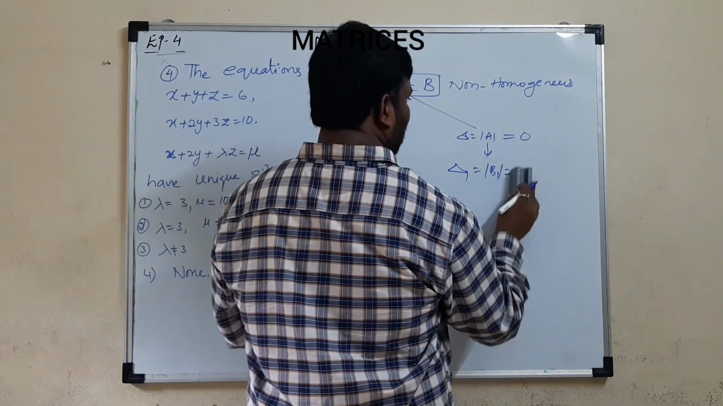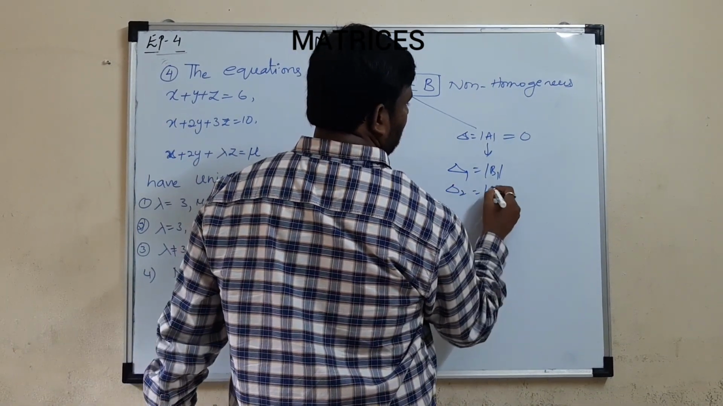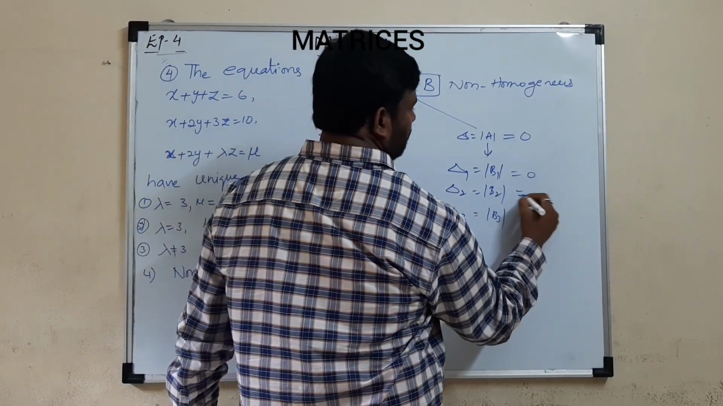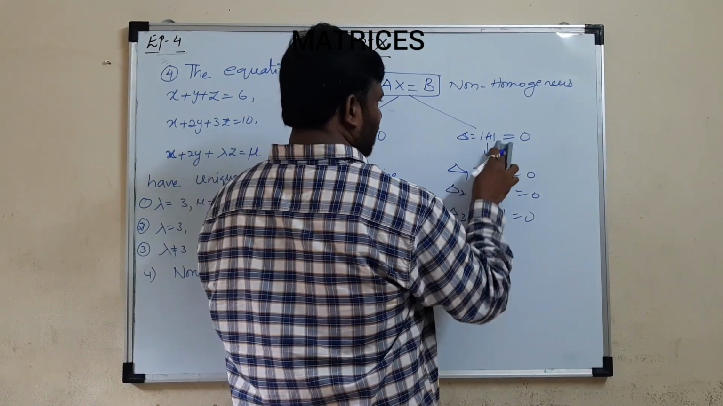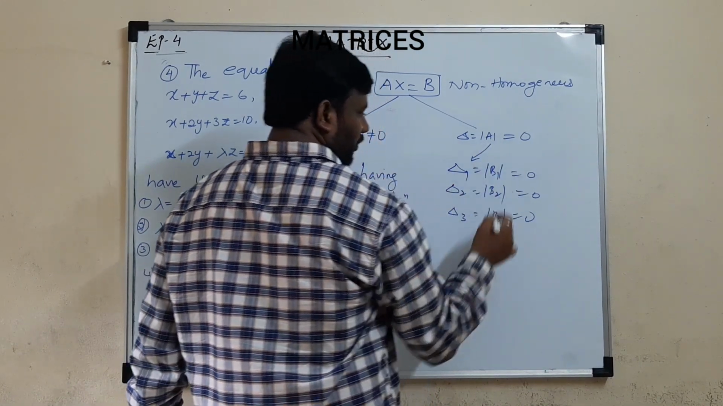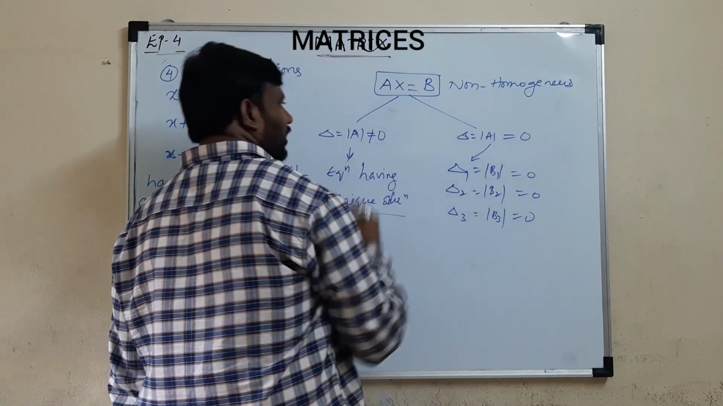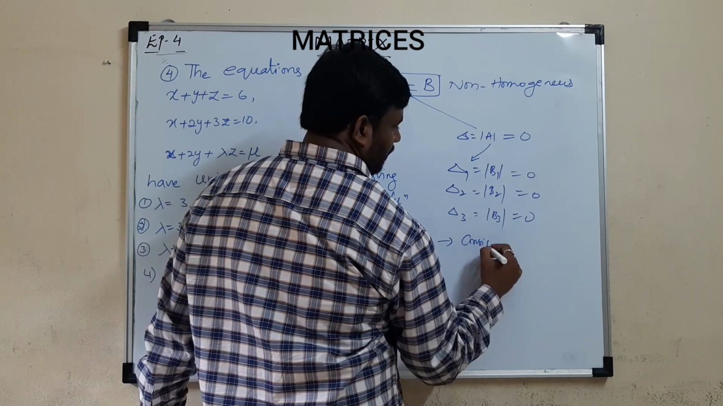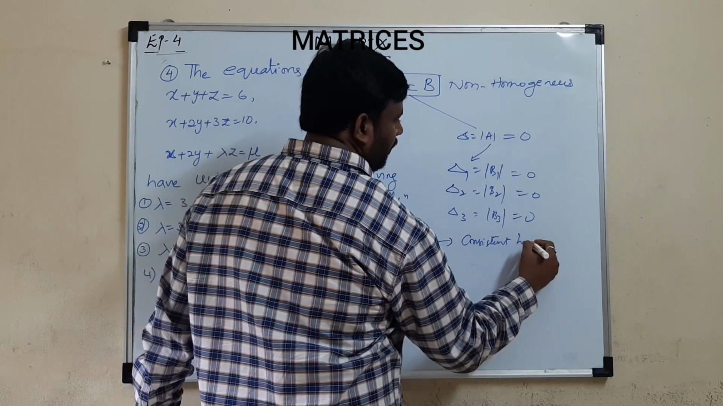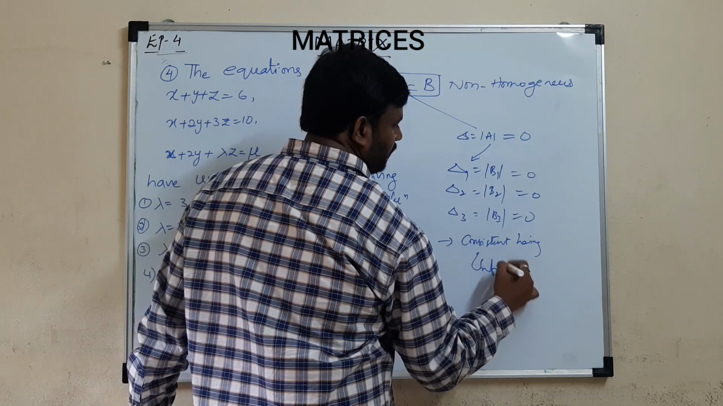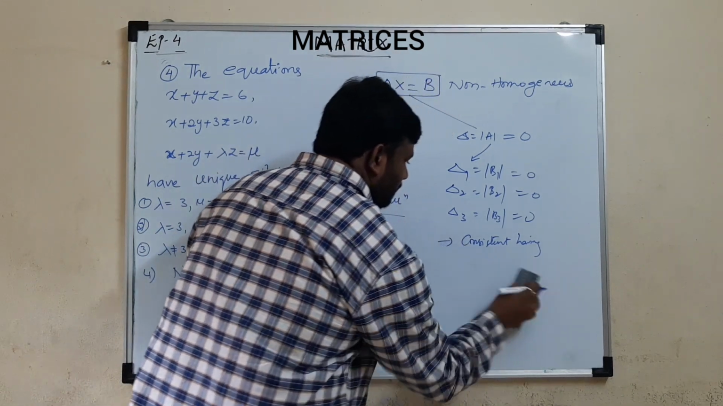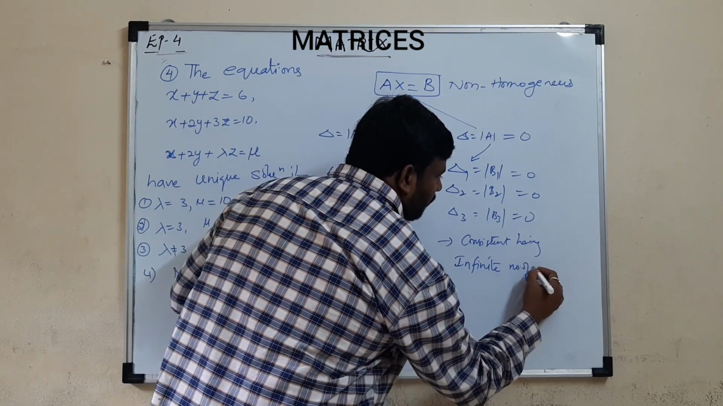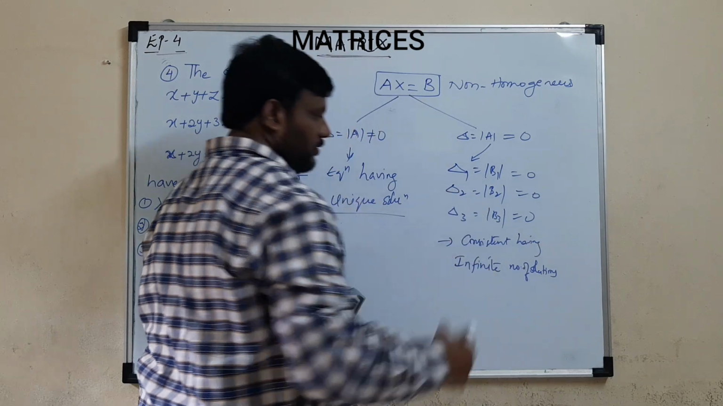If you find delta 1, similarly we go for delta 2, which is det B2, and delta 3, which is det B3. Suppose these are all 0. This is one case. If all are zeros, then in such a situation we can say that the given equations are consistent, having infinite number of solutions.